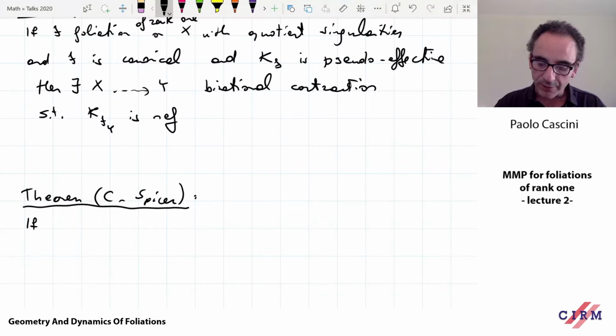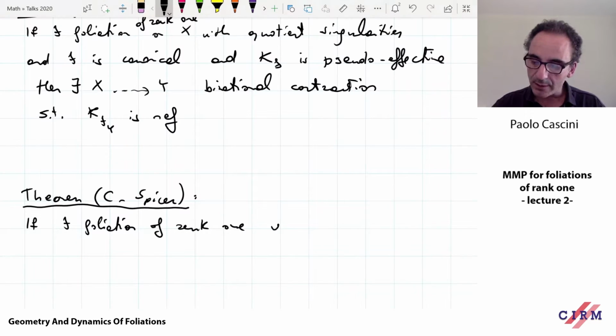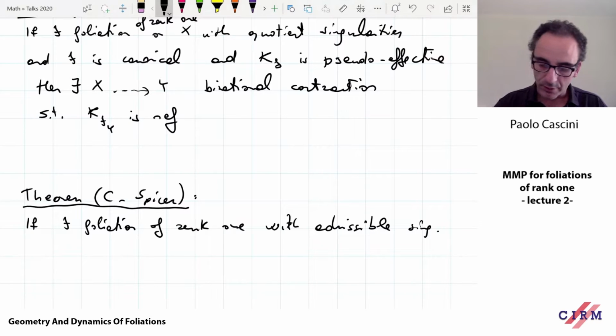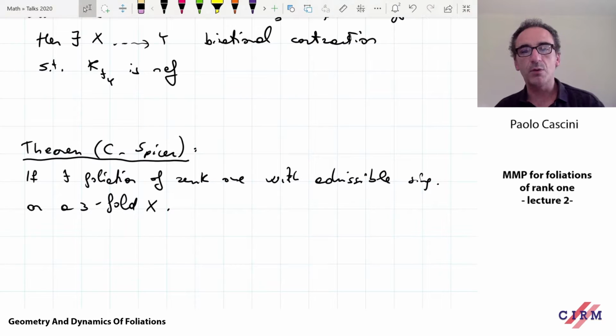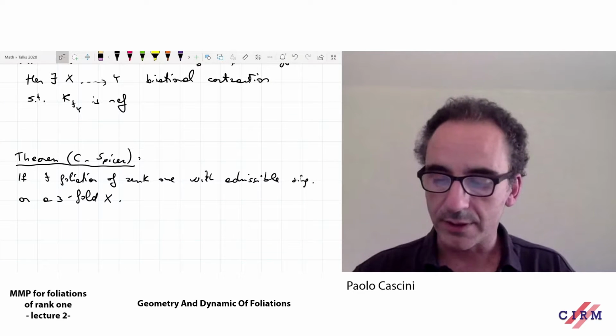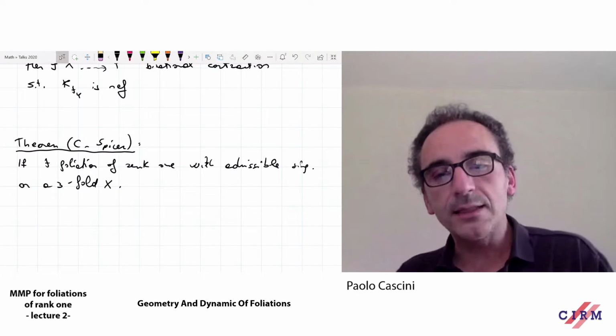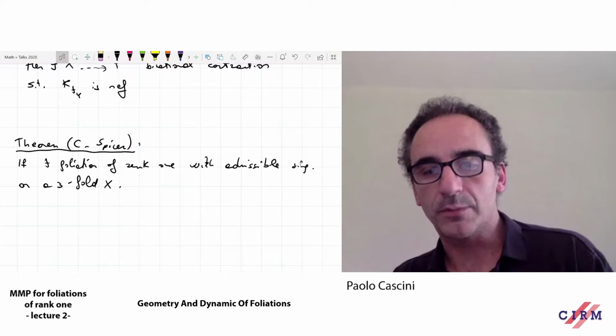So if F is a foliation of rank 1 with admissible singularities, so remember this means, oh sorry, and I forgot to say, on a threefold X. So by the theorem of McQuillan and Panazzolo, after taking blow-ups, we can always assume our foliation has admissible singularities. So this is not some kind of restriction. So in this case, we can run MMP in order to get a minimal model.